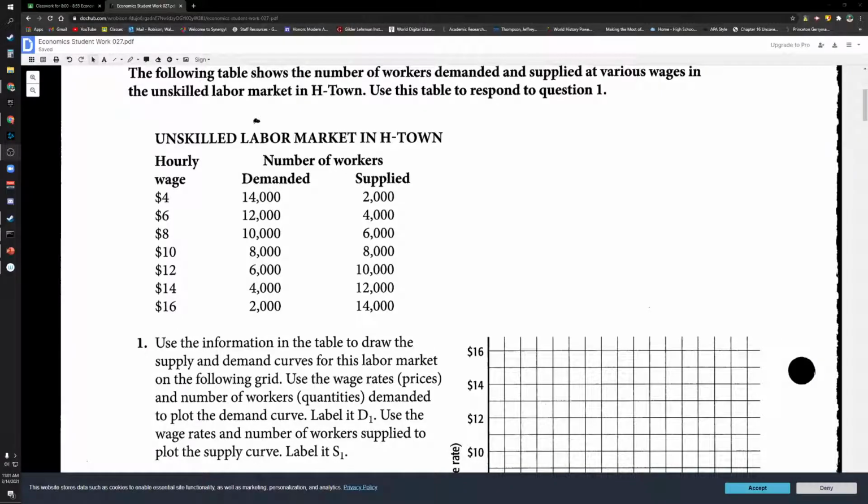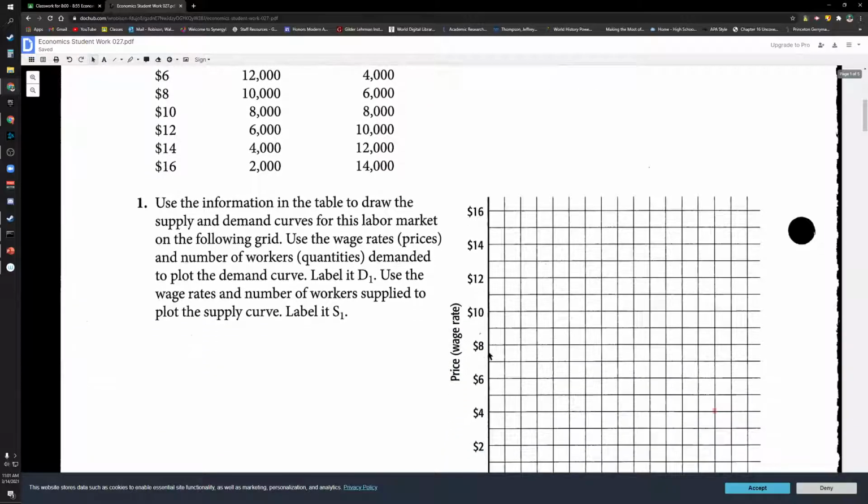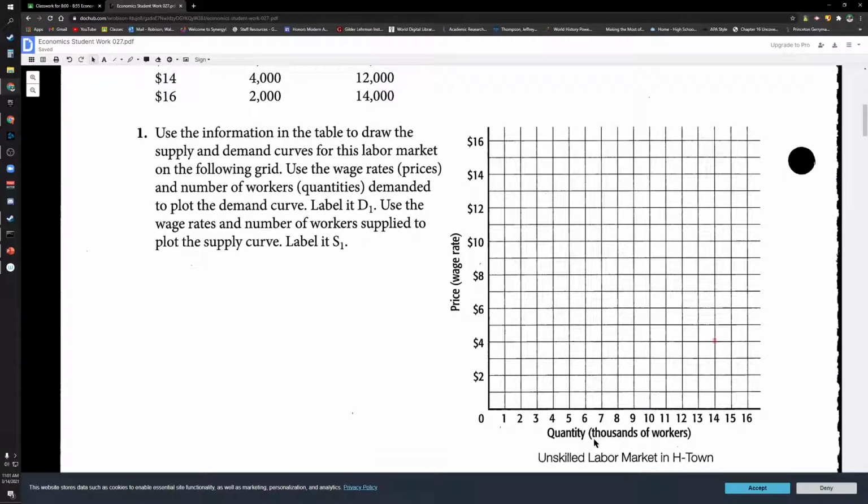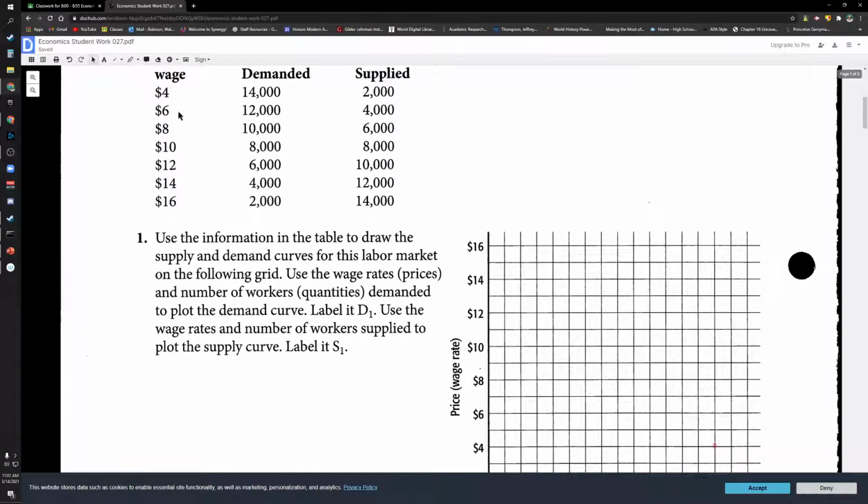Okay, so let's look at Chapter 9, Section 1's work real fast. We've got a supply and demand graph for unskilled labor in H-Town. Here are our hourly wages on the y-axis, and here's our number of workers supplied on the x-axis. At $4, it's 14,000, okay?